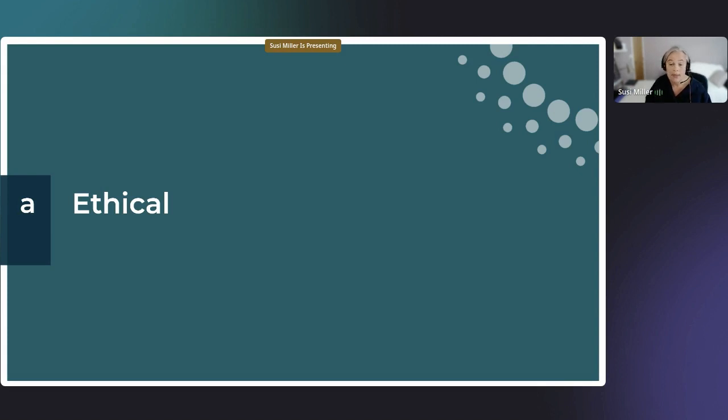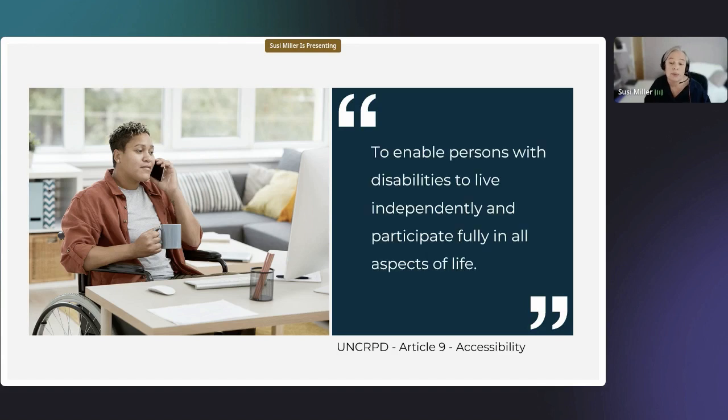So many people are aware that making learning content accessible is just the right thing to do, but not so many might be aware that this is a concept which is enshrined in international law, again by the UNCRPD. And this exists to enable persons with disabilities to live independently and participate fully in all aspects of life. And an important aspect of the UNCRPD, which many people aren't aware of, is that Article 9 specifically refers to access to information and communications technologies and systems as a fundamental human right.